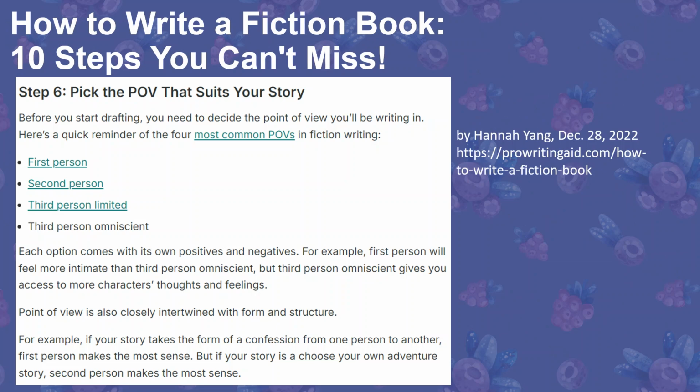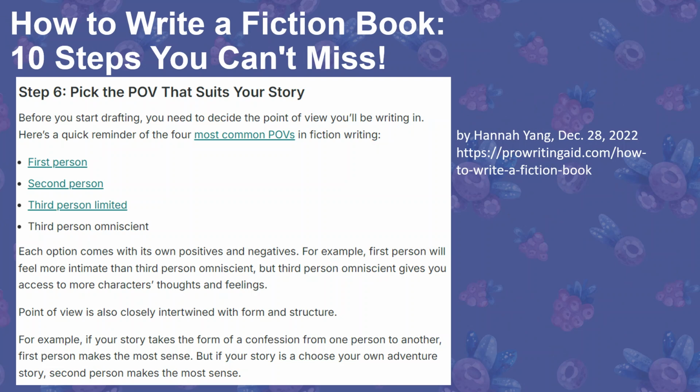Step 6, pick the POV, which is point of view, that suits your story. This is where they're going to do it, okay? I'm saying that because wouldn't you do that during your story idea stage or your character development stage? Like, why do you need to break it up like this? Do people actually break it up like this when they're planning or outlining a story? I have no idea. I'm a pantser.